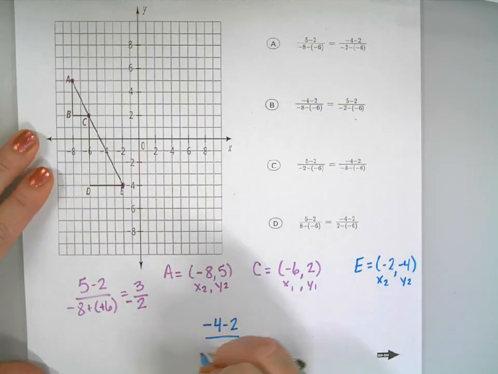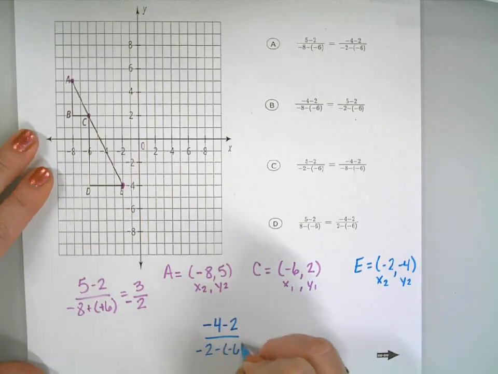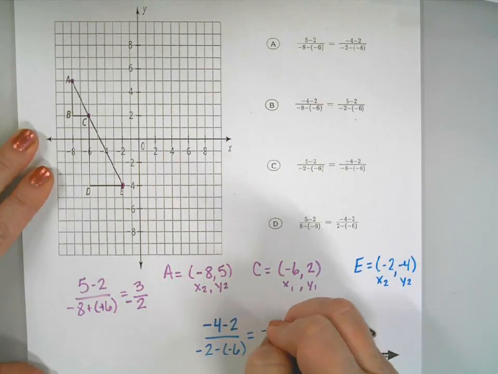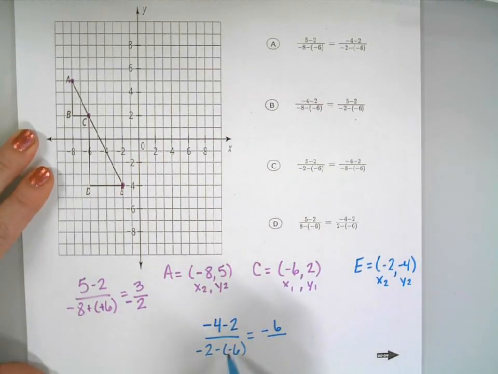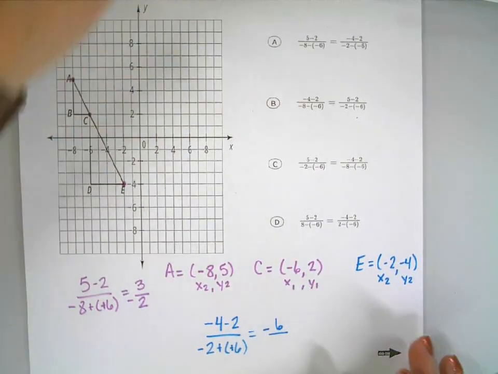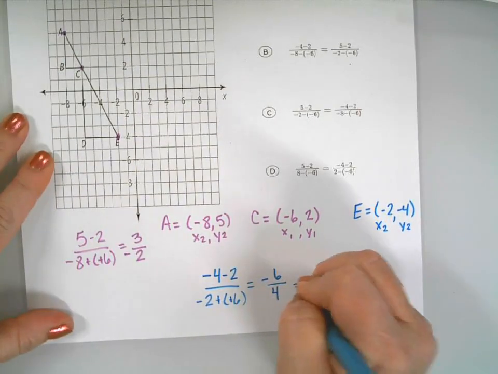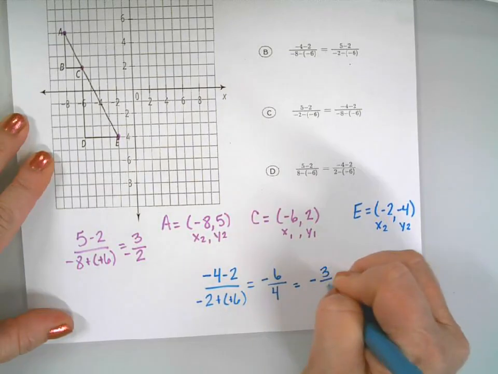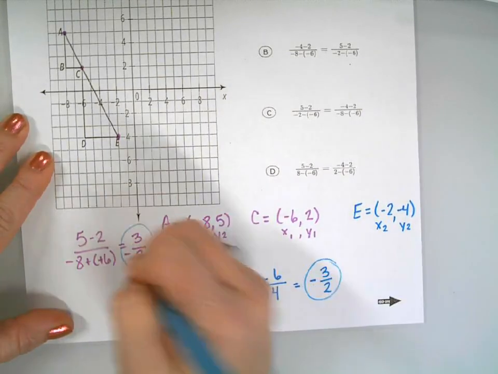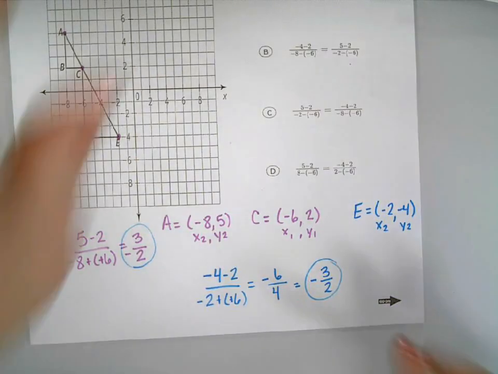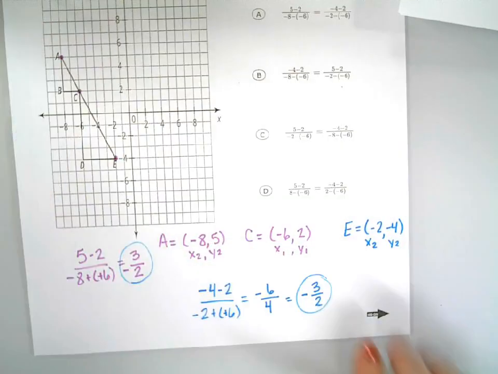over -2 minus -6. When I solve this, I have -4 minus 2, so it's -4 plus -2, which is -6. And then here I have -2 plus 6. So then that would give me 4. And I know I have to simplify this to now -3 over 2. So here I have two equivalent slopes. So I know that the lines do have the same slope. They're located on that same line as far as the triangles.